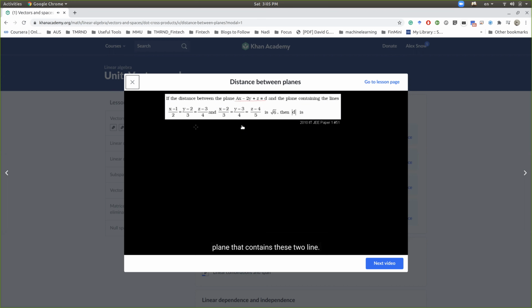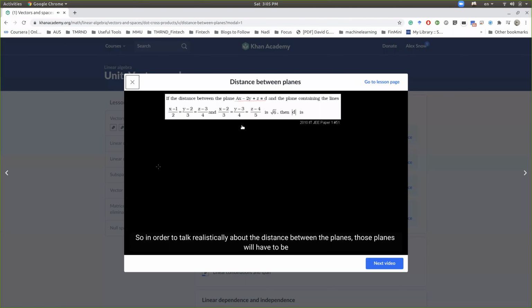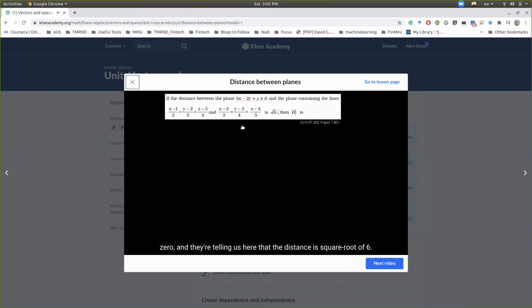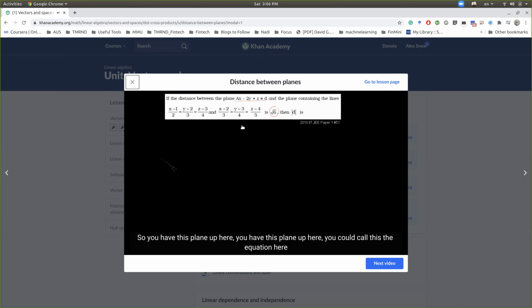So in order to talk realistically about distances between planes, those planes will have to be parallel, because if they're not parallel, if they intersect with each other, the distance is clearly 0. And they're telling us here that the distance is the square root of 6. So the planes can't intersect, they must be parallel. So you have this plane up here. The equation here is ax minus 2y plus z is equal to d.